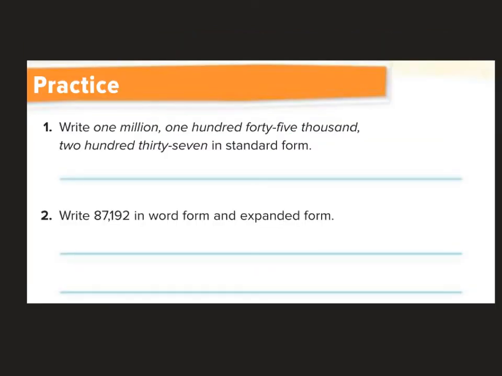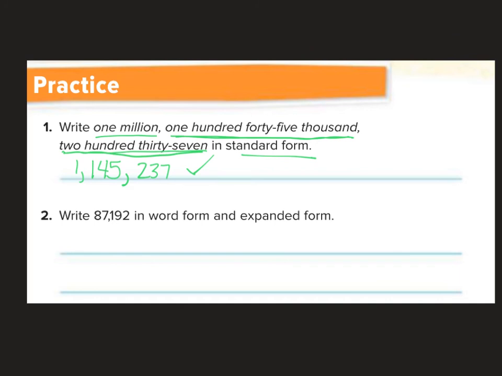Okay, so this is just taken from the homework, so you can flip forward a page and see the homework. The first one says, write 1,145,237 in standard form. Okay, so we've got 1 million. We have 145,000. And then we have 237. 1,145,237 in standard form. Check.